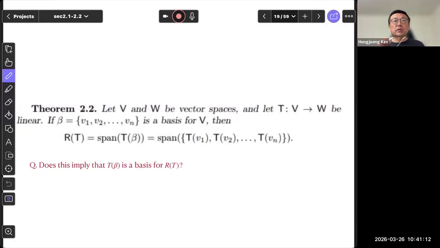Now, theorem 2.2 is interesting. Suppose that V and W are some vector spaces and T is a linear mapping from V to W. And here, V1 up to Vn defines a basis beta for the domain V. Then the range is spanned by the images of the vectors in beta, T of beta.